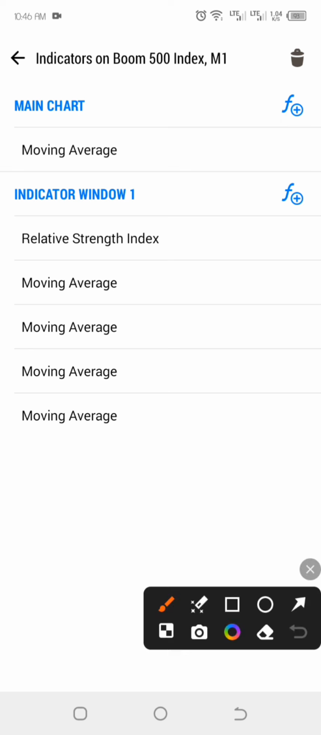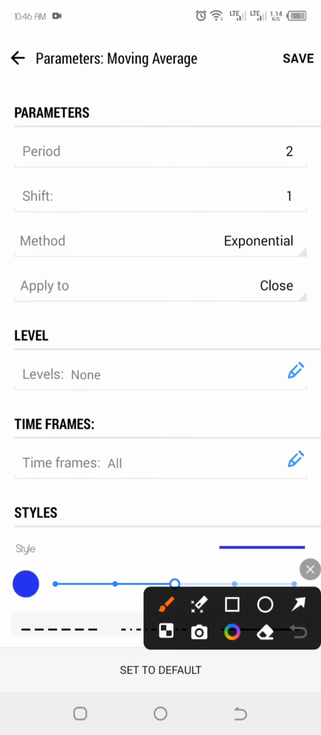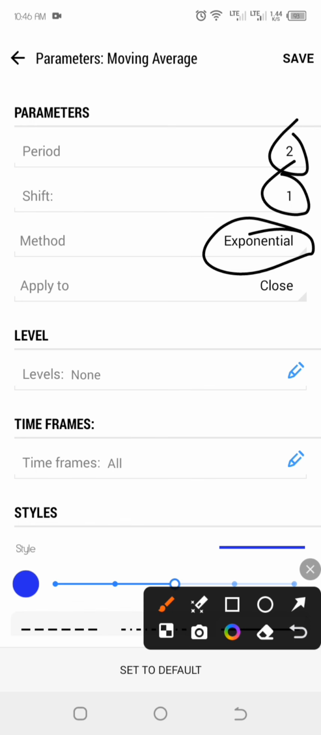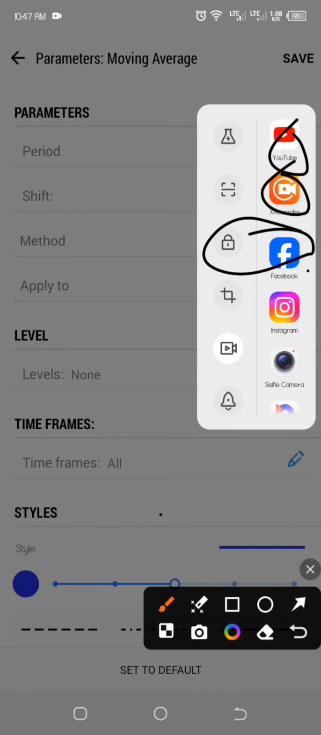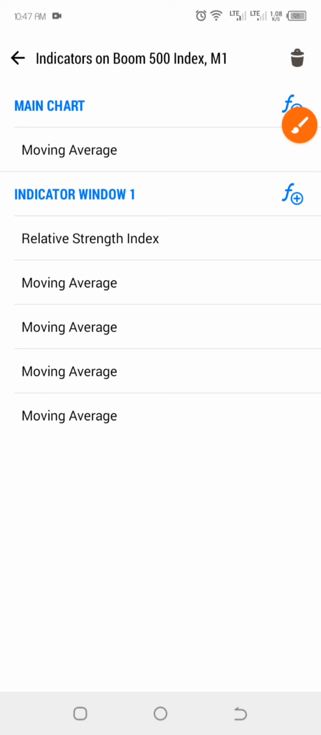Now moving on to the next indicator, which is going to be this one right here. How do we add this? We click on this icon we are seeing right here, scroll down, search for moving average and click on it. For the moving average, the period is 2, shift is 1, method is exponential, apply to close, and for the style, use any color of your choice and click on save. That is the third moving average we are going to be adding.